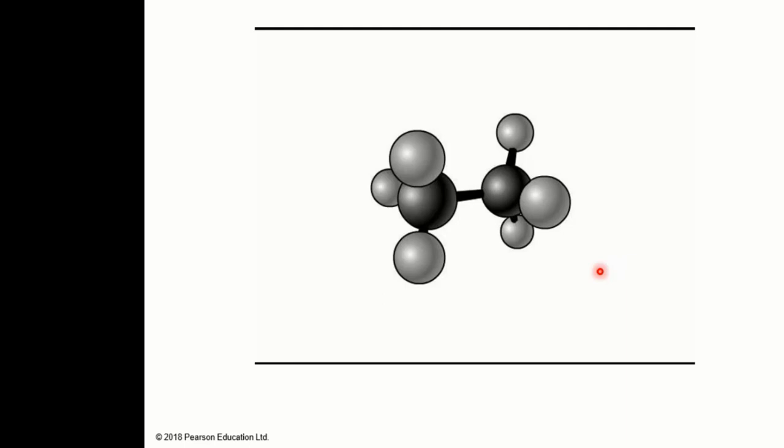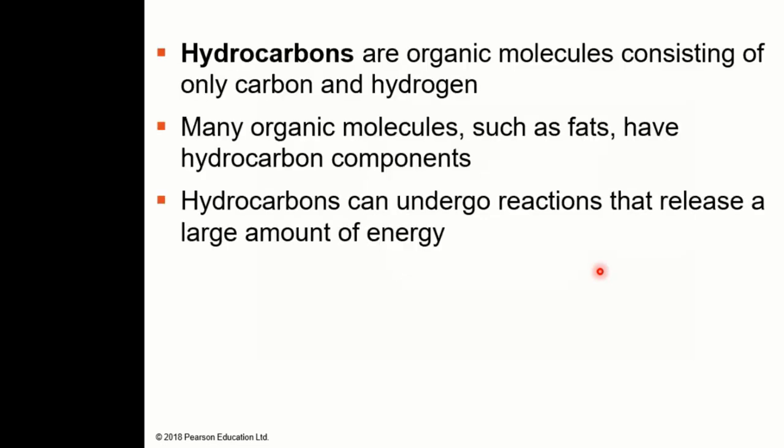So this is the carbon shape, or the scientific description, which you call carbon skeleton. And we're going to go further to the hydrocarbons. Hydrocarbons are organic molecules consisting of only carbon and hydrogen.